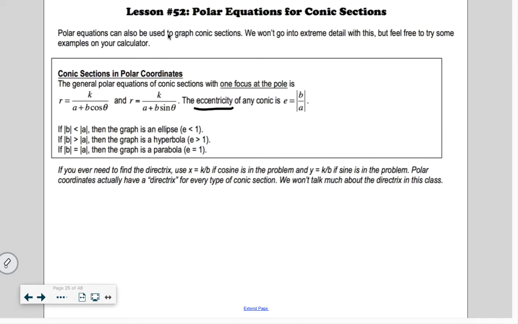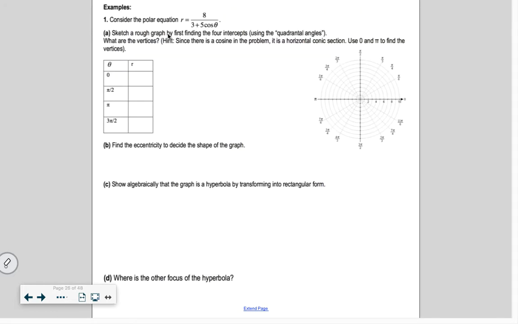All right, so let's do these questions. It says, consider the polar equation r equals 8 over 3 plus 5 cosine of theta, find the intercepts. So we're going to use what we call the quadrantal angles. You know what I mean by that? 0, pi over 2, pi, and 3 pi over 2, the ones that are along the axes, okay? Nice numbers. So when I plug in 0, I have 8 over 3 plus 5 times cosine of 0. See how that works out to be nice? 8 over 8 is 1.